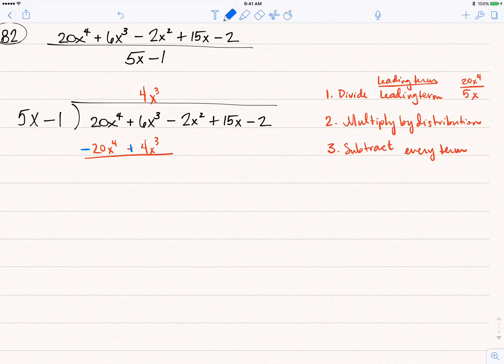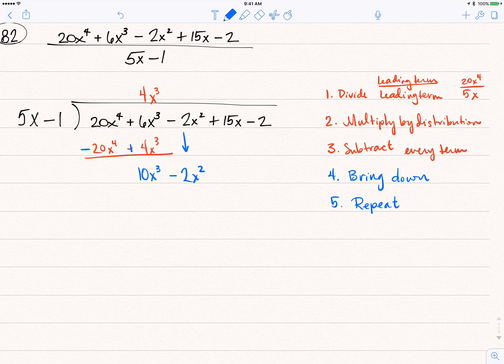And then I'm going to subtract. So 20x to the fourth minus 20x to the fourth goes away. 6x cubed plus 4x cubed is going to be 10x cubed. Step number 4, bring down. Just like in third grade. Make sure, though, that you bring down the entire next term, the negative 2x squared. Number 5, repeat.